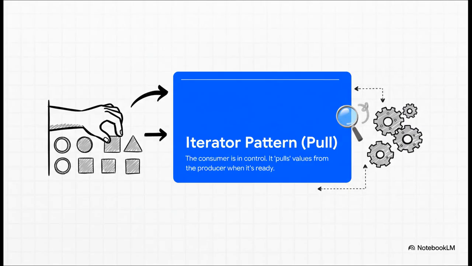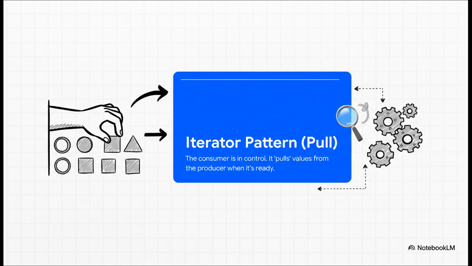So, first, let's talk about the iterator pattern. This is what we call a pull system. The buffet analogy is perfect here. You, the person eating, the consumer, you're in complete control. You decide when to go up and get another plate of food. You pull the data when you're ready for it.